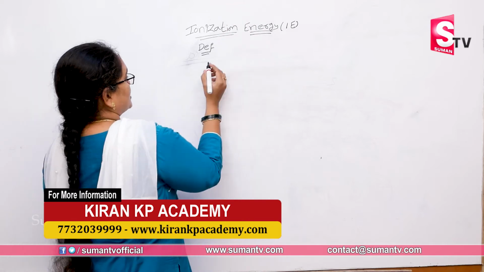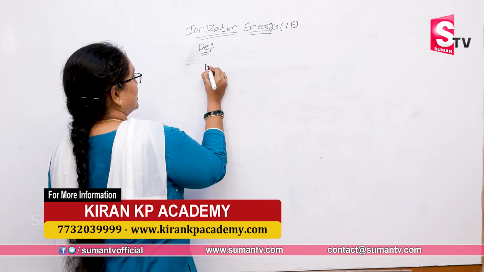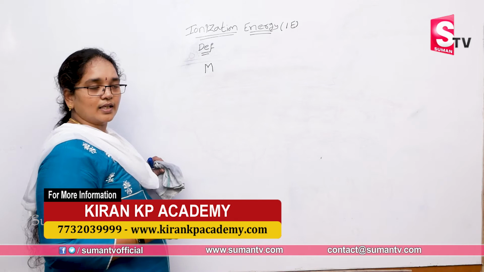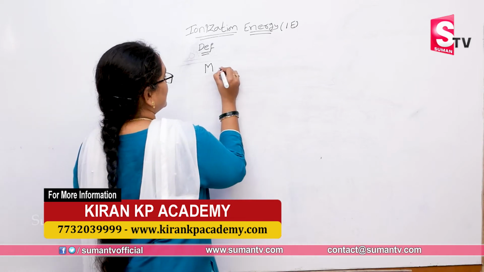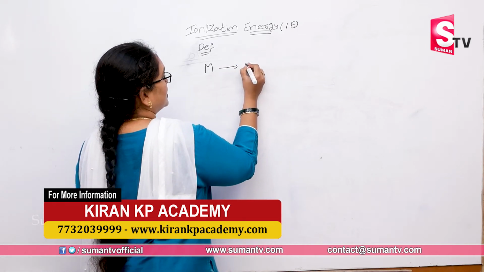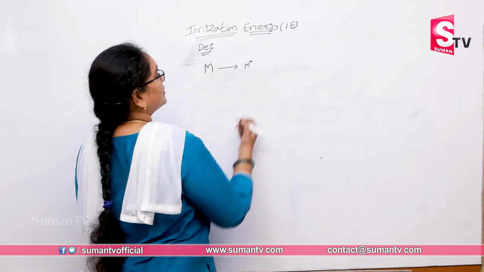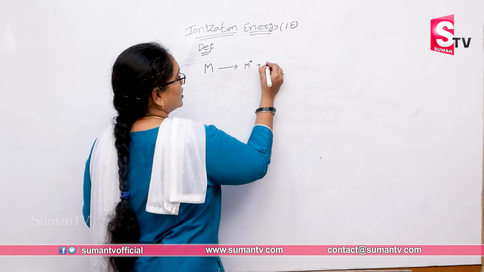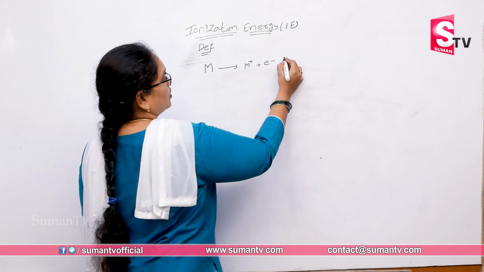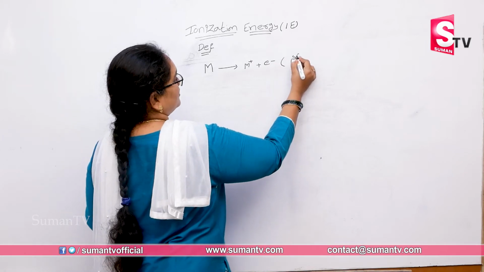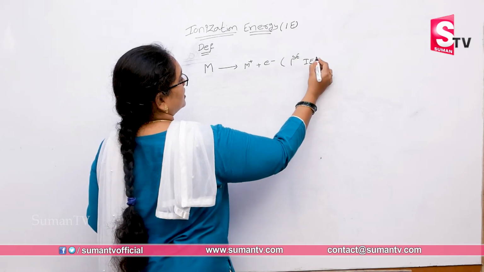Then, if you take a metal, M refers to the metal in general. I am removing the first electron from the metal. By the removal of 1 electron, it becomes M plus, having lost 1 electron. This we call the first IE, first ionization energy.